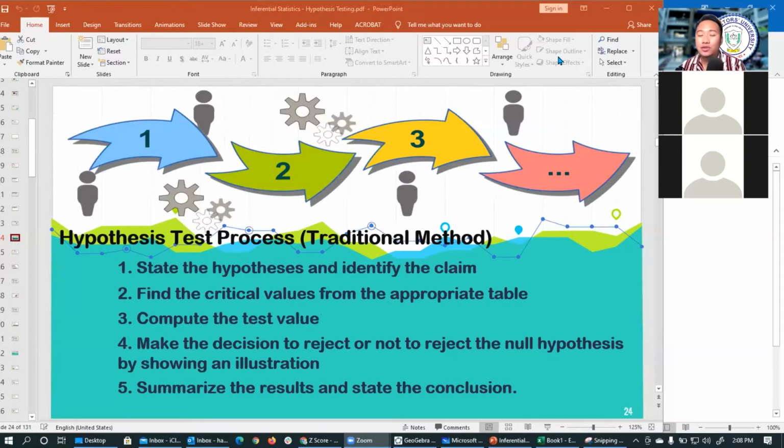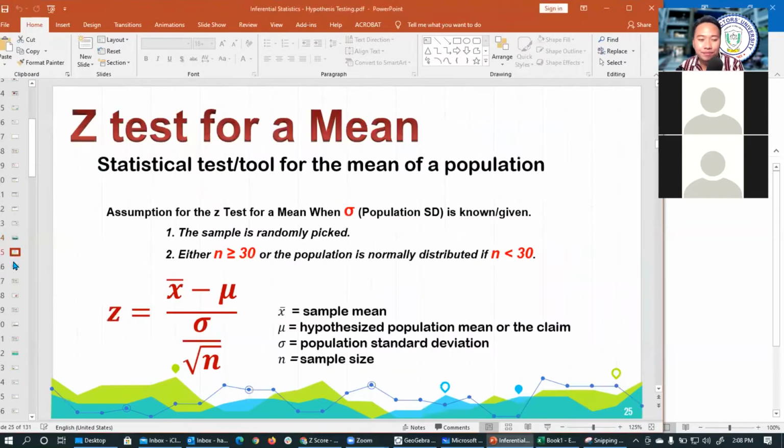Number 4, this is where you are going to decide whether you are going to accept or reject the null hypothesis. And again, as I've said earlier, it depends on where your test statistic from step 3 falls in the illustration. Is it going to be in the rejection area or the acceptance area? And then number 5 is your summary, your conclusion as to what's happening with your solution. Let's have one example.